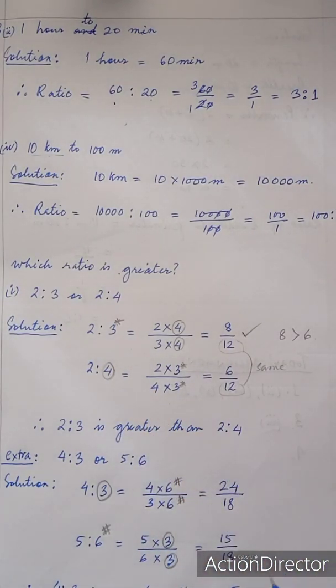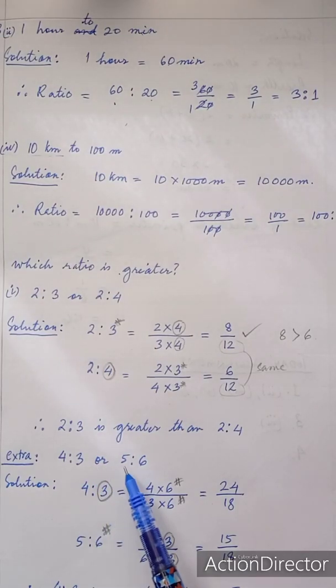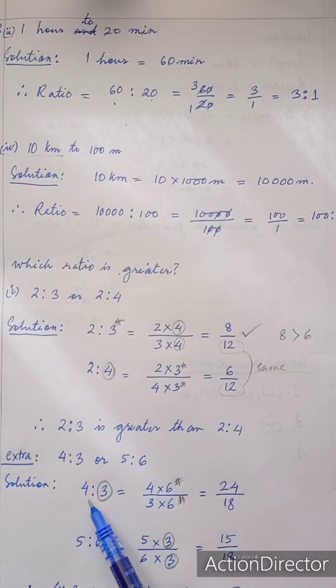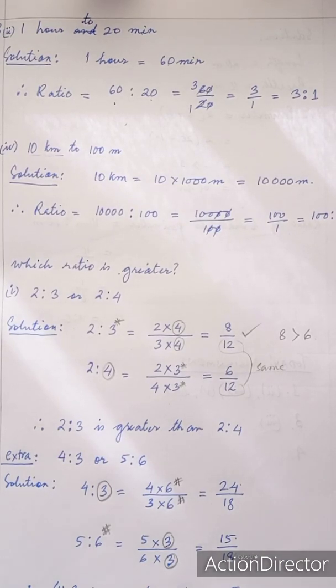So I've kept one more extra question. 4:3 or 5:6, which is greater? So in the similar fashion, we'll be solving it. 4/3, and this will become 5/6. Then 3 is used to multiply these two, and 6 is used to multiply these two. The answer is 24/18, 15/18. So you can see 18 and 18 are same. 15 is less, 24 is more, so 24 is greater than 15. Therefore 4:3 is greater than 5:6.